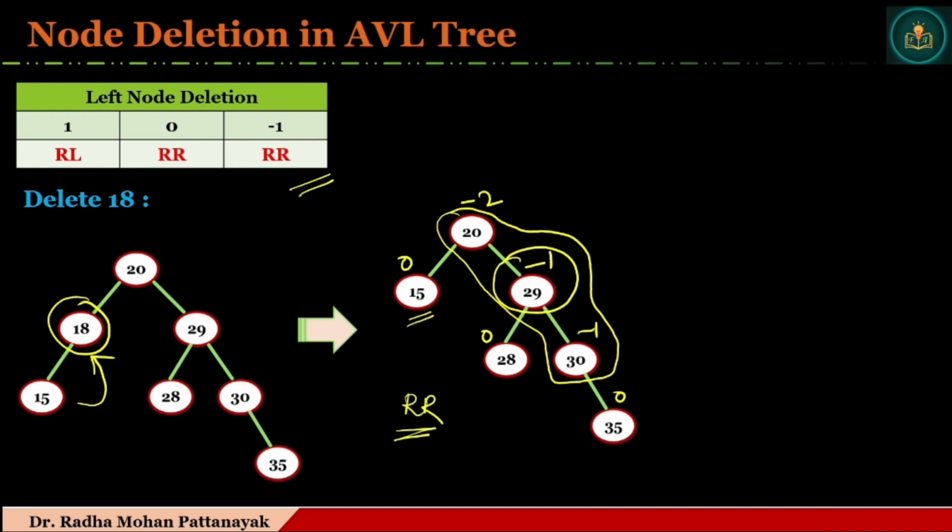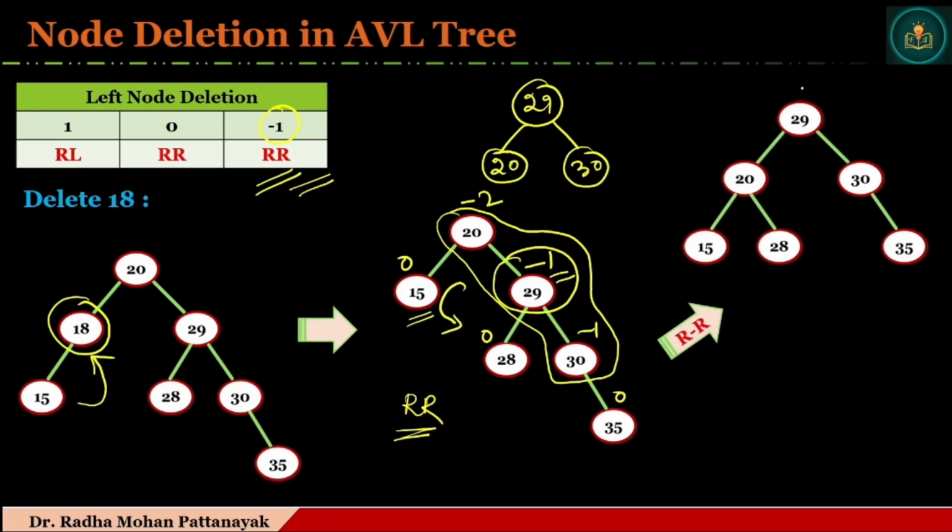This is RR turning. So if you want to confirm, go to the table and see here the balance factor of this middle node is -1. So come to the table and -1 balance factor is associated with RR turning, right? So now we confirm that we will apply RR turning, and as per the RR turning, see the figure, I make 29 as root node, then 20 as left child and 30 as right child. Then the rest of the nodes you attached.